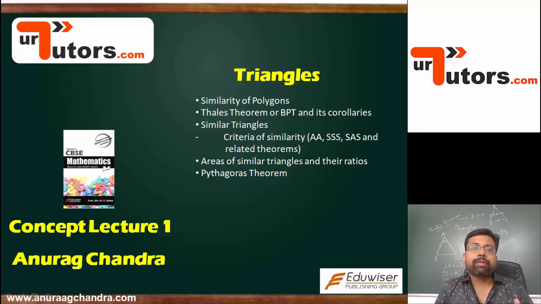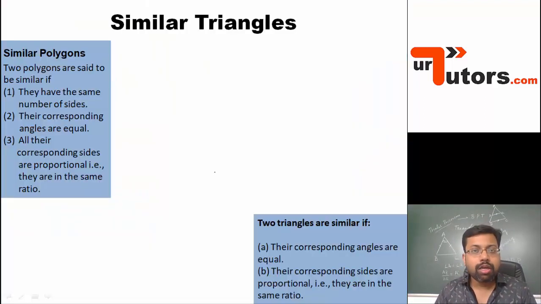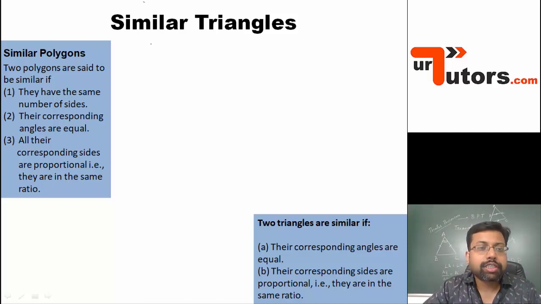So this is what the whole chapter on triangles is going to cover, and it will be divided into a few concept lectures. So let's begin with the first concept lecture with the similarity of polygons. Now, what are polygons? Polygon is any closed figure with defined sides. So two polygons are said to be similar if they have the same number of sides. So any two polygons can have any number of sides.